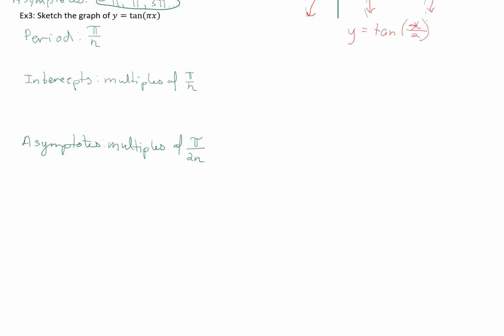Alright, so one last example, sketching the graph of y equals tan of pi x. So in this case, our period, again, is pi on n. Intercepts occur at multiples of pi on n, and the asymptotes at multiples of pi on 2n. Now in this case, n is a bit funny. Well, n is the thing in front of the x, so in this case, n is actually just pi. So my period is pi on pi, which is just 1.